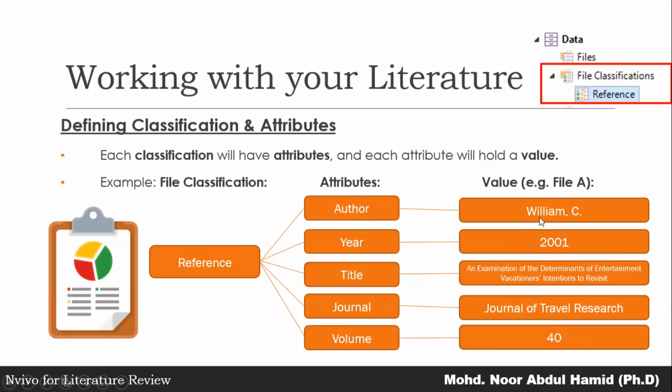For example, let's say you have file A, the author is William C. It is produced in 2001, with the title, the journal name, volume, and so on. All right, so this is how it works. So you have file classification. First, you have to define what the file classification is. Then you define what the attributes are, and then what the value is for each of the attributes. Clear? All right.